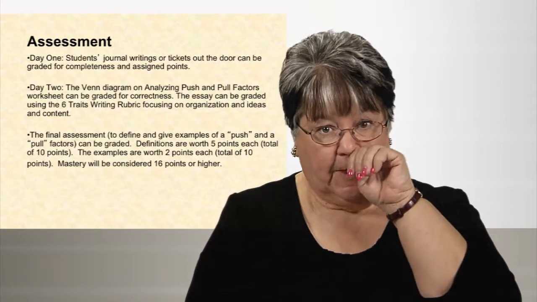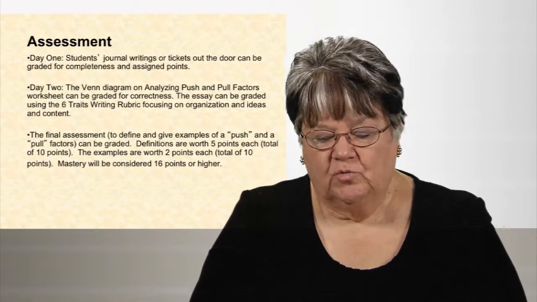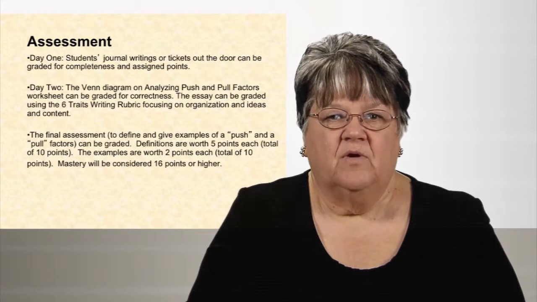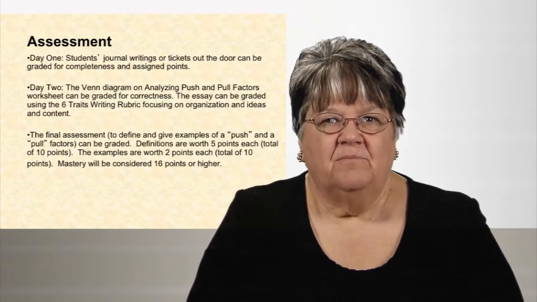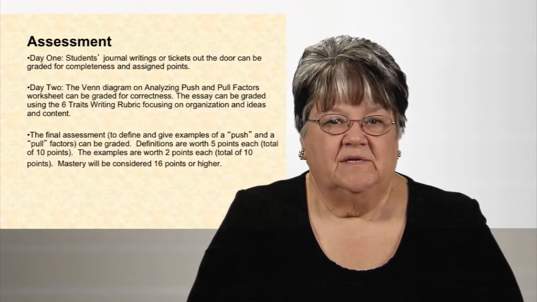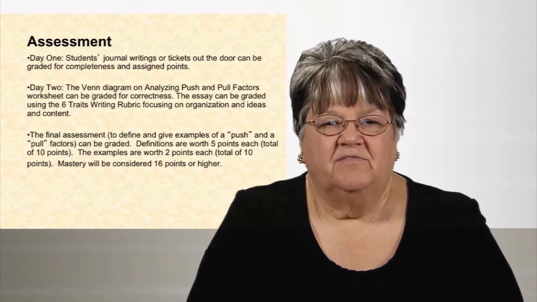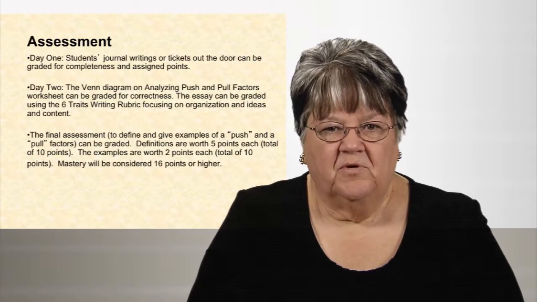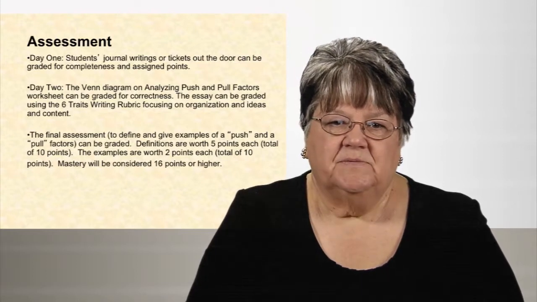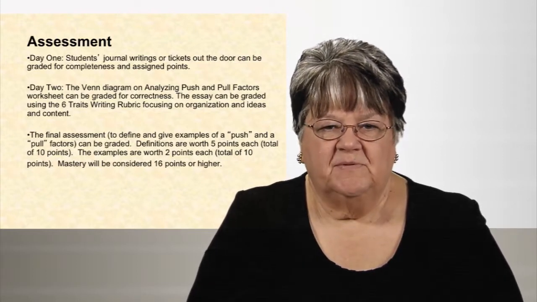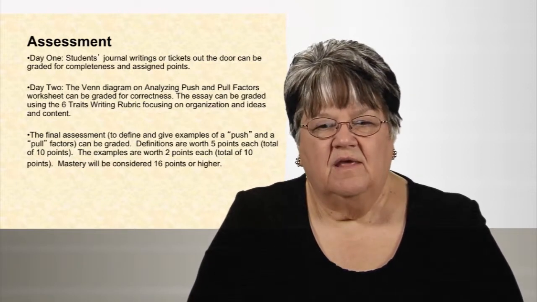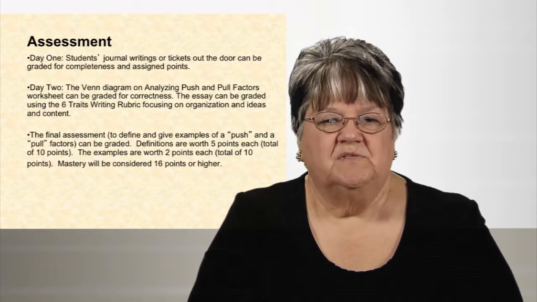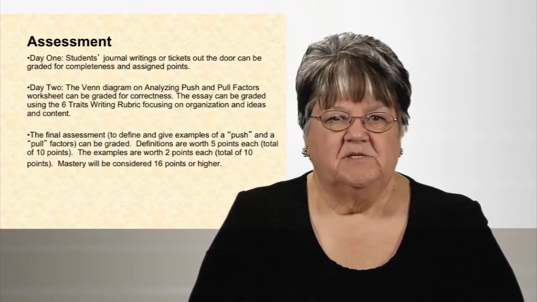All right, for an assessment, students' journal writings or their tickets out the door can be graded for completeness. The Venn diagram can be graded for correctness, and their writing can definitely be graded with the 6-trait writing rubric. And the final assessment to define and give examples of a push and pull factor can be graded, and then you have definitions worth so much and examples that are worth so much.